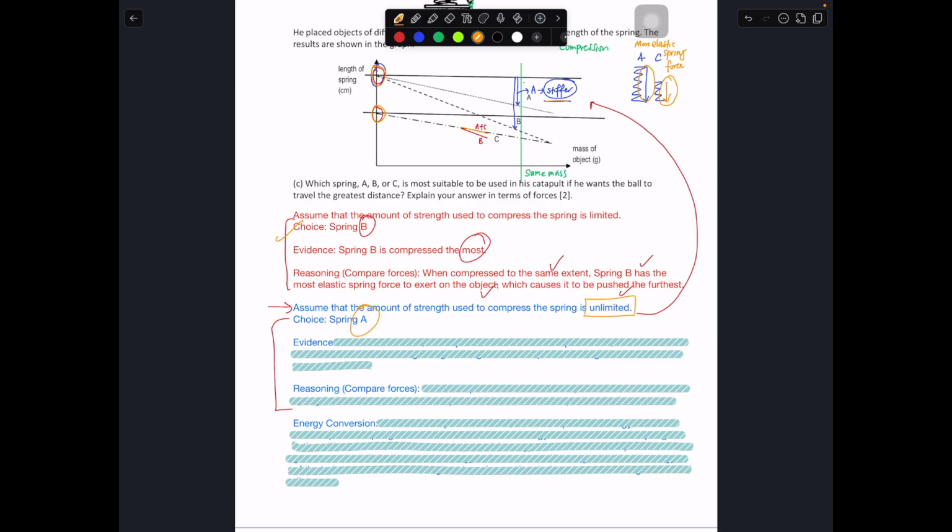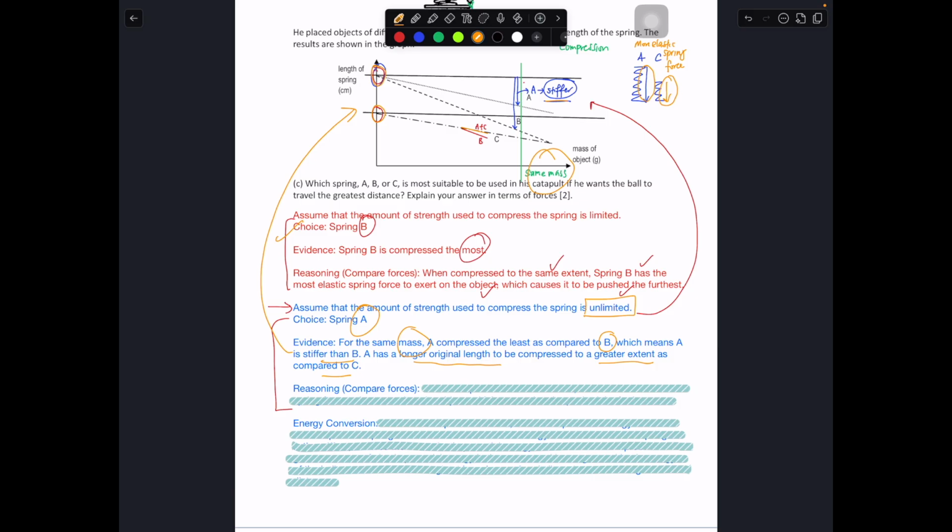So spring A, the evidence is that for the same mass in the graph, I'm explaining from the graph, see the green color line over here. A compressed the least as compared to B, which means A is stiffer than B, and A has a longer original length to be compressed to a greater extent as compared to C, even though they have the same stiffness. So that means that if they are compressed to the maximum extent, A would have exerted more elastic spring force onto the object as compared to C.